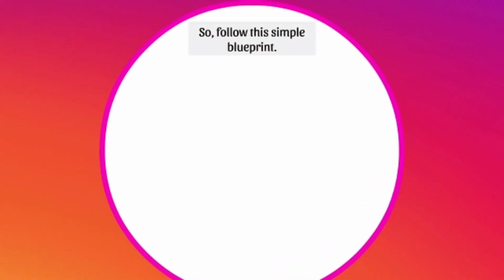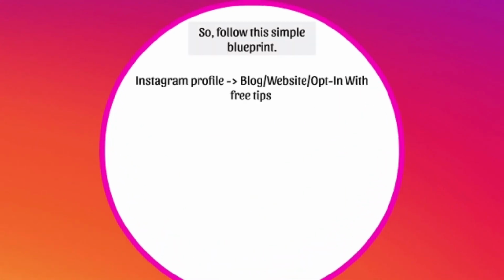So here's a basic blueprint that you can follow. From the Instagram profile, I recommend that you direct them to either a blog, your website, or an opt-in with free tips. You're still trying to build their trust. They're still semi-cold traffic. If you send them to a blog with more content, more free information, then that's going to gain their trust. They're more likely to want more, right? Or if you're a brand, you can send them directly to your website and they can buy the products.